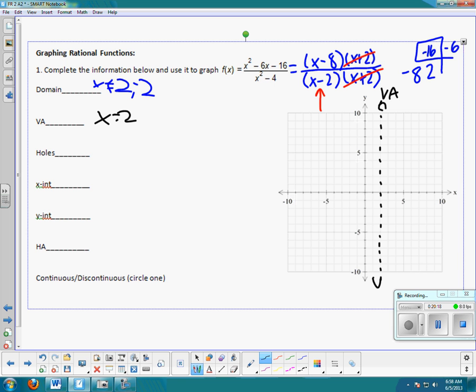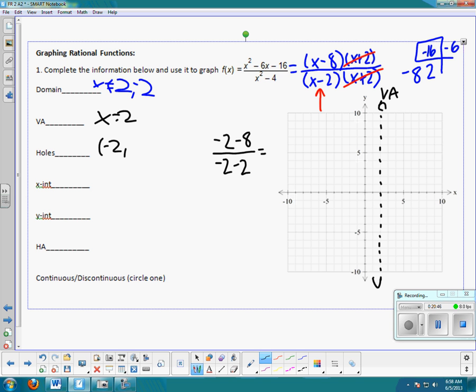Asymptotes are lines, and a hole is just a dot. The hole comes from the term that I canceled. So I canceled x plus 2's, which means my hole is at -2. It's always the opposite of those numbers. Okay, well, how do I find the y value? Well, I take -2 and I plug it into what's left over. So -2 minus 8 over -2 minus 2.